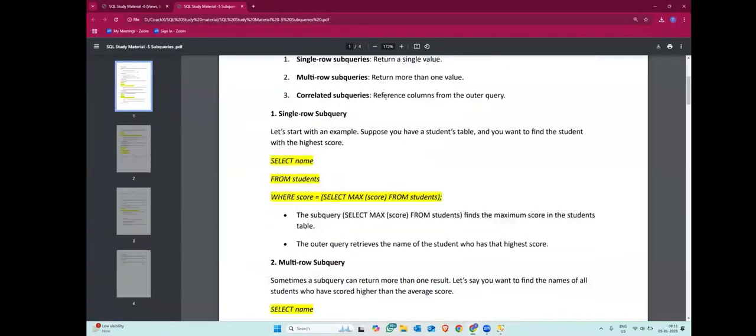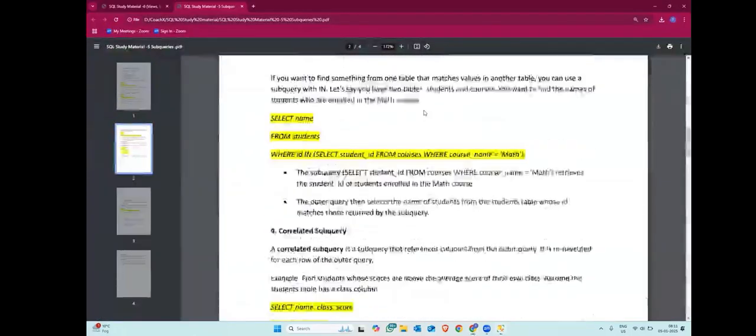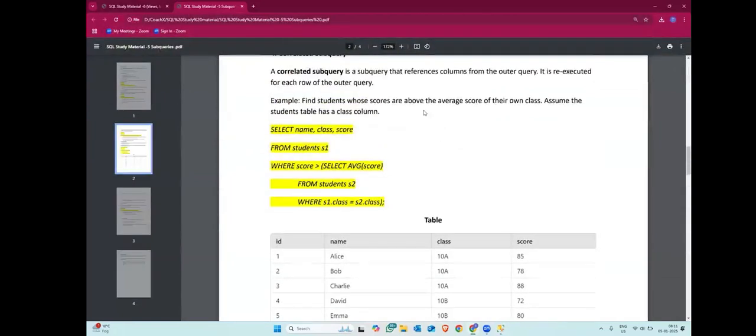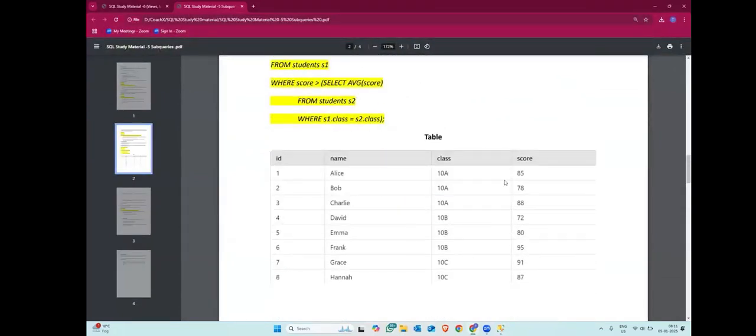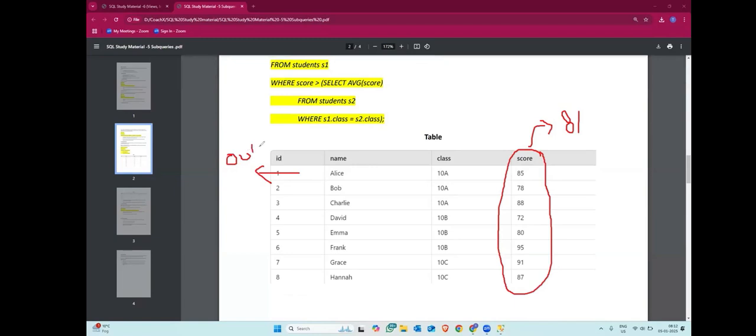But in the correlated subquery, it has to reference a column from the outer query. So what it means, let us go back to our example and see here. In a normal scenario, I was just getting the average score. Let us say this was 81. Now, whoever has a score greater than 81 would be my output. Otherwise, it would be rejected. So first I got the score, then I compared the score with the names. Not an issue, totally fine.